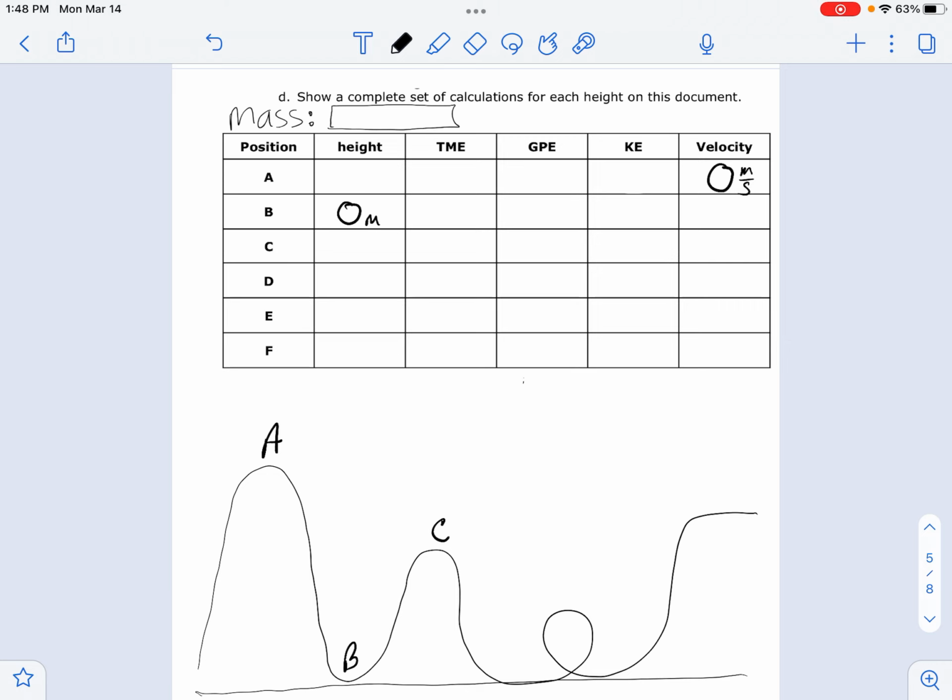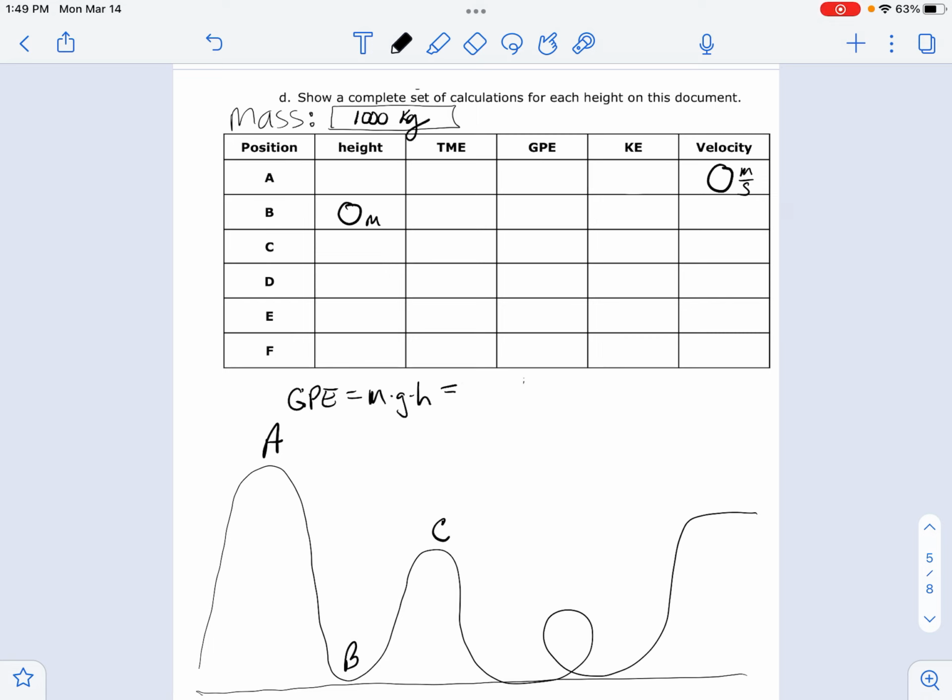So you can pick either of those two spots to find your total energy, but I'm going to start with A. At position A, I can find my gravitational potential energy by doing mass times gravity times height. I'm going to give it a mass of 1,000 kilograms. You can make that up for your own roller coaster. So I get 1,000 times 9.8, and I'm going to make the height 92 meters. This is a giant roller coaster. It's going to be going ridiculously fast at the bottom.